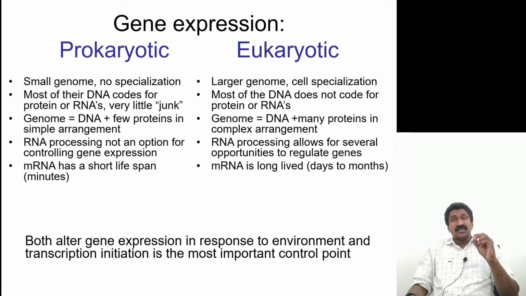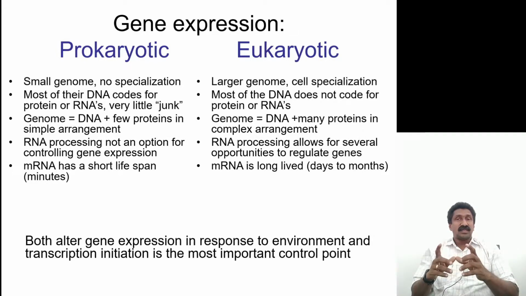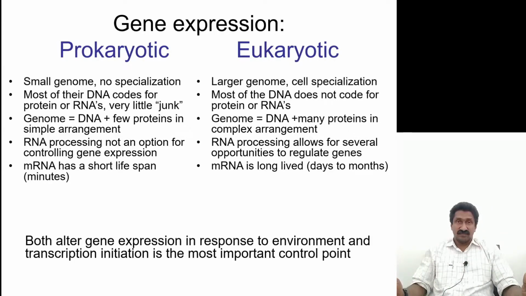And most of the DNA codes for proteins or RNAs in the case of prokaryotes. That means there is only very little junk DNA or non-coding regions present in prokaryotes, whereas most of the DNA in eukaryotes doesn't code for proteins or RNAs or some functional components. So that means junk DNA is almost 98% in such eukaryotic systems, especially in humans.